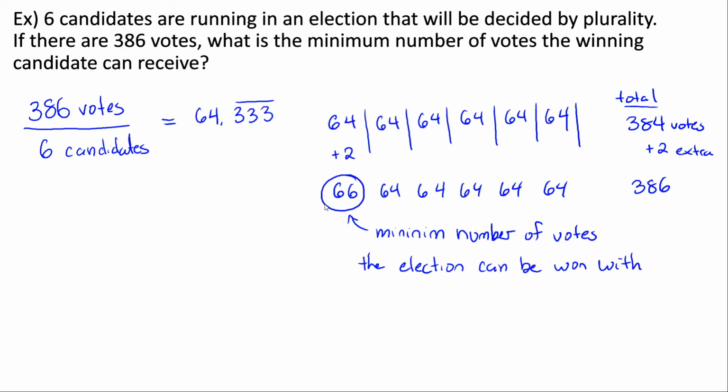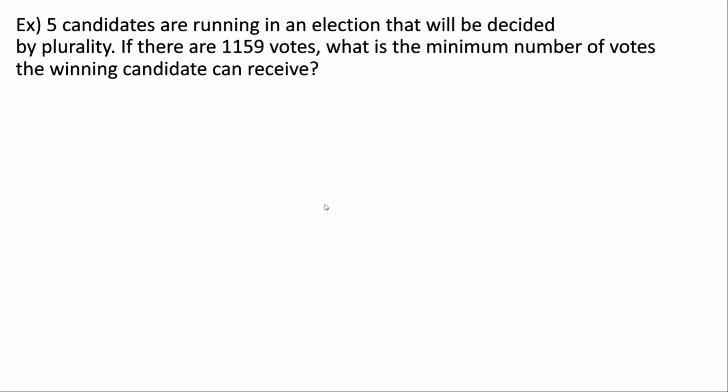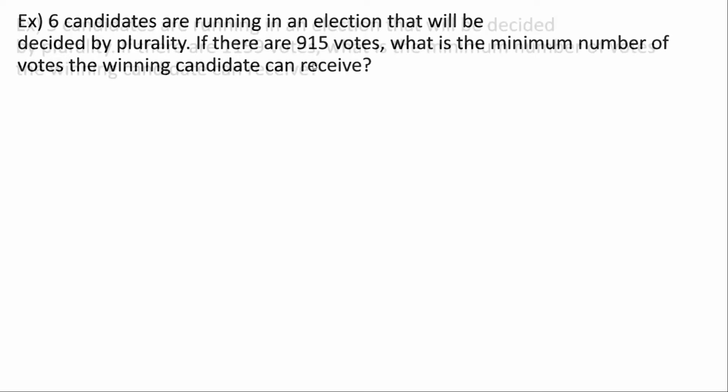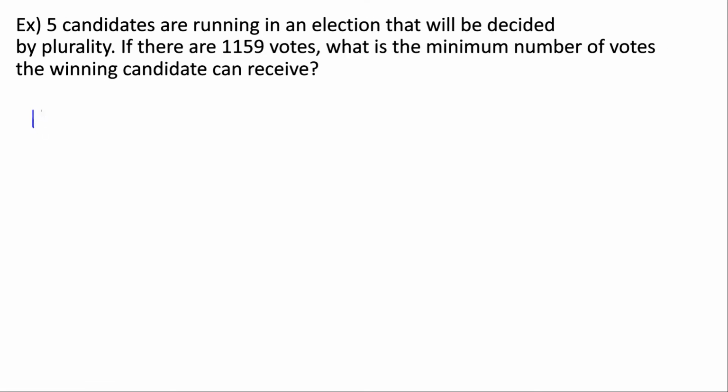Let's take a look at another example now. In this example, we now have 5 candidates, and we have 1,159 votes. We're being asked the same thing again. What is the minimum number of votes the winning candidate can receive? We're going to first take our number of votes and divide it by the number of candidates we have. This gives us 231.8. What this means is if we had a perfect situation where everybody could get 231.8 votes, we would have a perfect 5-way tie.